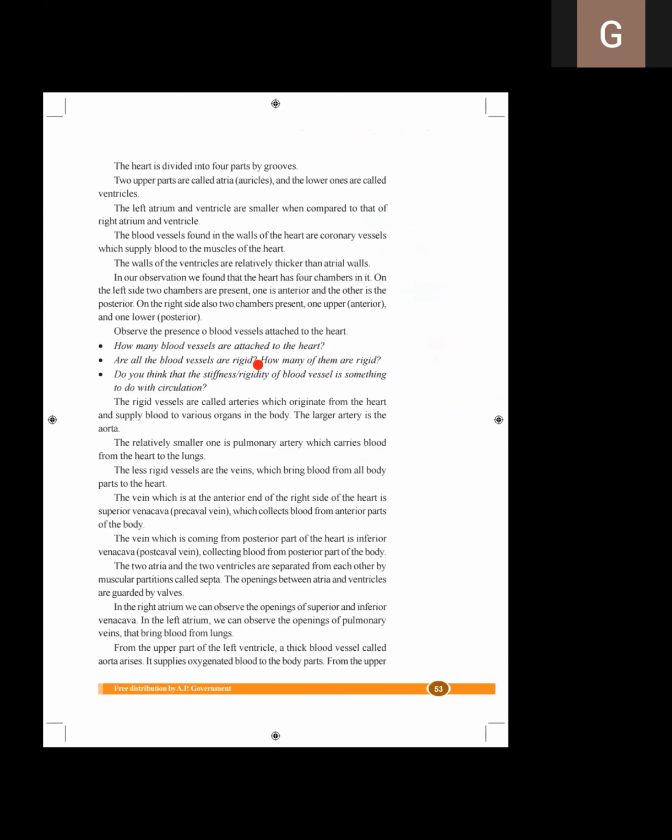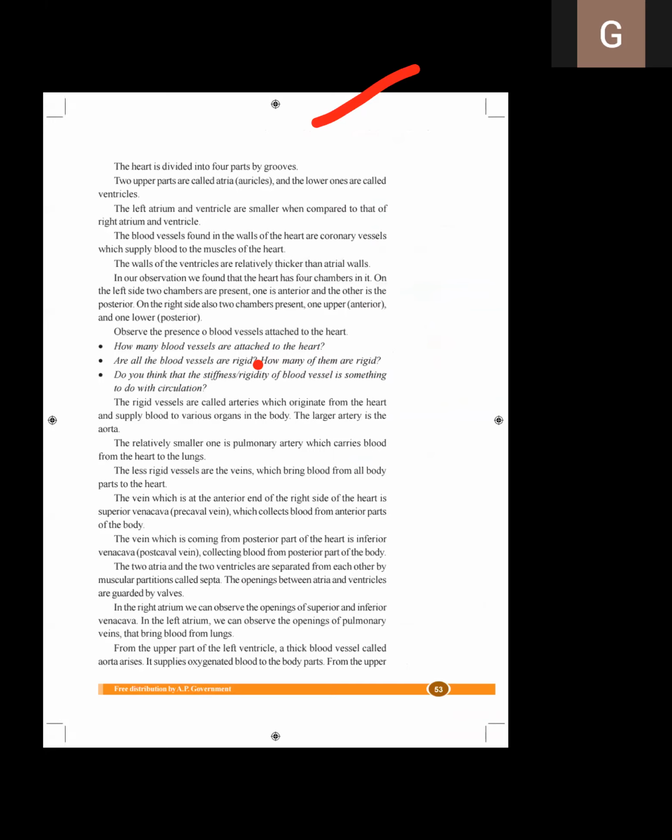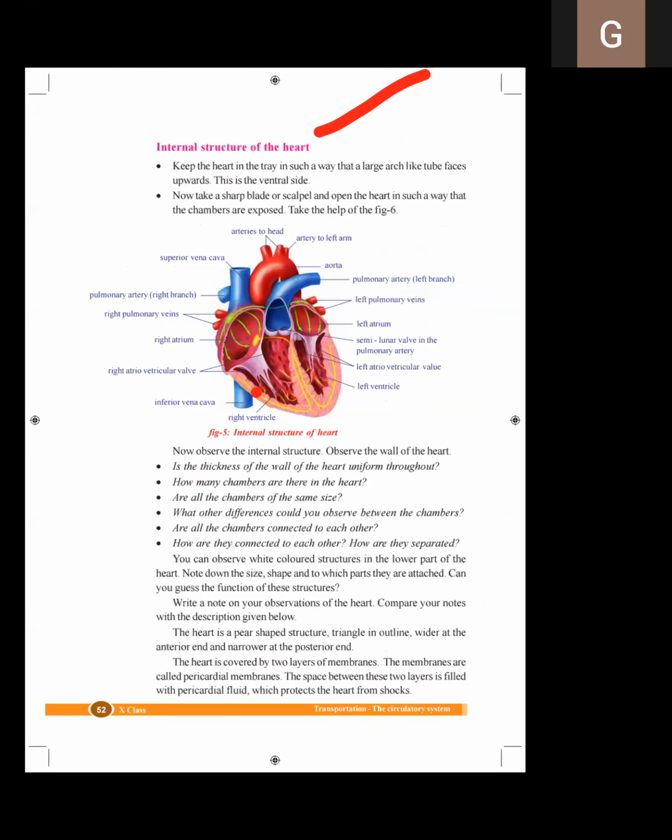The heart is divided into four parts by grooves. I won't show all these things. I'll only place the structure of the heart and explain it to you. Look only at the picture, and I'll explain one by one.